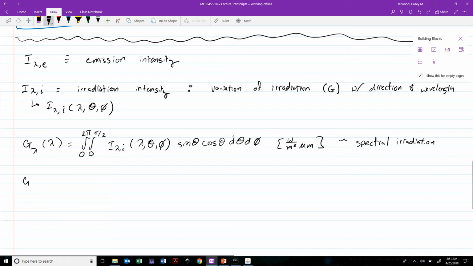And then finally, if we want the total irradiation, we can integrate this spectral irradiation over all wavelengths, so 0 to infinity, d lambda, and now we'll get watts per meter squared, our familiar flux. So we've talked about E, the emissive power, and went through a process like this. We've talked about irradiation, and went through a process here. And we had two other different, important flux terms. There was this thing called radiosity, and there's the net radiative heat flux.